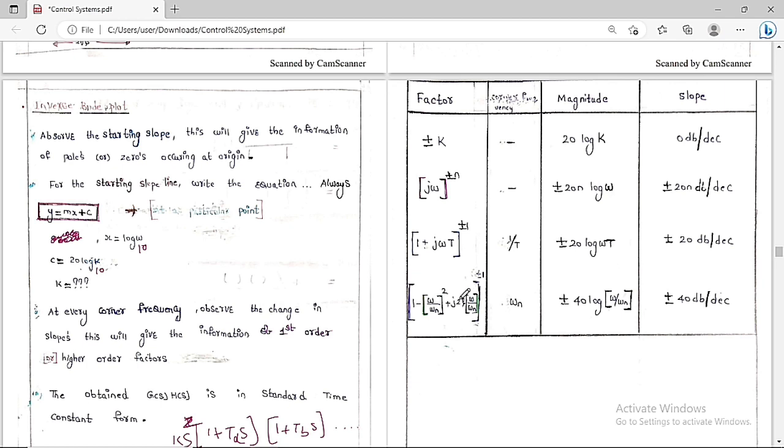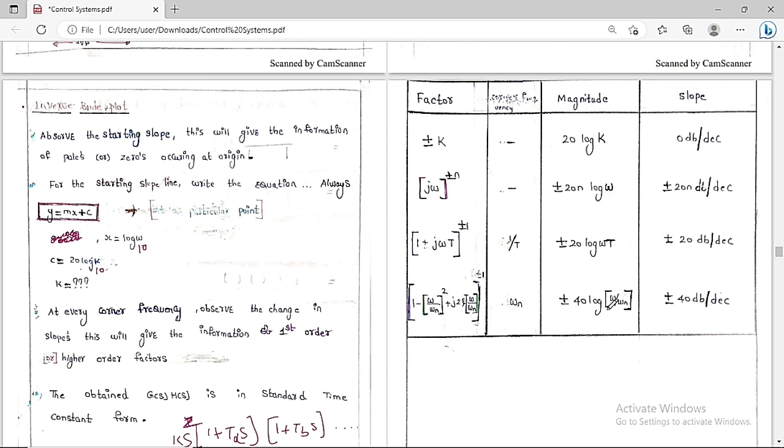If we substitute s equal to j omega, we are going to get 1 minus (omega by omega n) whole square plus j 2 zeta omega by omega n, to the power of plus or minus 1. For this, the corner frequency is omega n, the natural frequency itself. Below this, the Bode plot is 0 dB, and above this, the Bode plot equation is plus or minus 40 log of omega by omega n to the base 10.